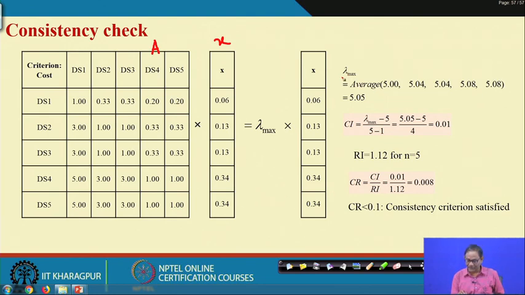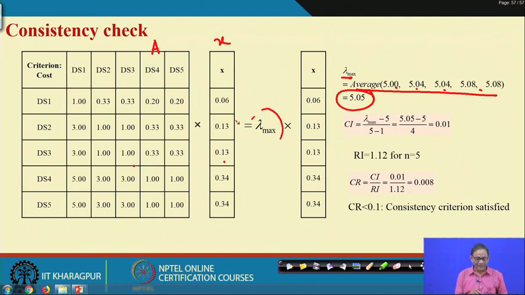Now, you are finding lambda max, and the average of this is 5. You can calculate how many equations there will be. This is a 5 cross 5 matrix, this is my 5 cross 1 vector, so the resultant will be 5 cross 1, and this is also 5 cross 1. So, you will get 5 equations, and 5 lambda values. Take the average of all those 5 values, and you will get this.